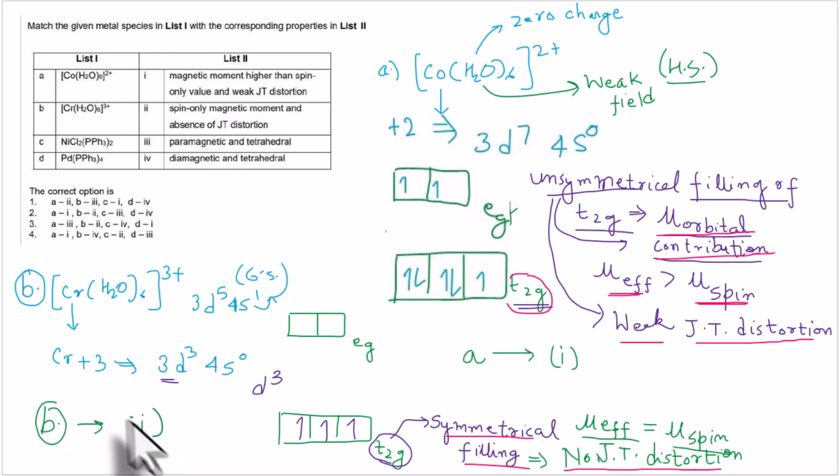I hope you are following how we are getting these answers. Now if you look at C and D, the nickel and the palladium complexes, you can see there are 4 ligands. So 4 ligands means the structure will be either square planar or tetrahedral. So we have third and fourth options which say tetrahedral structures. So C and D will either be the third or the fourth statement. And now we have only to identify whether the complexes C and D are paramagnetic or diamagnetic.